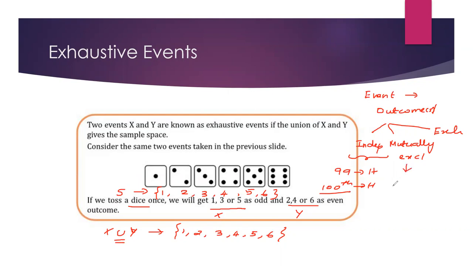Mutually exclusive, what is the example you should remember? Say odd number and even number. It is completely exclusive, right? It is completely different. There are no common elements, no common outcomes, right? If you find the intersection, there is nothing in common. What is meant by exhaustive? If you find the union, X union Y, you would be getting the sample space. Hope it is clear to everyone what is an event and what are the types of events.